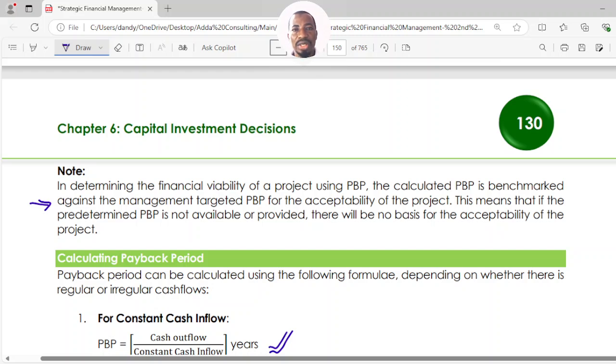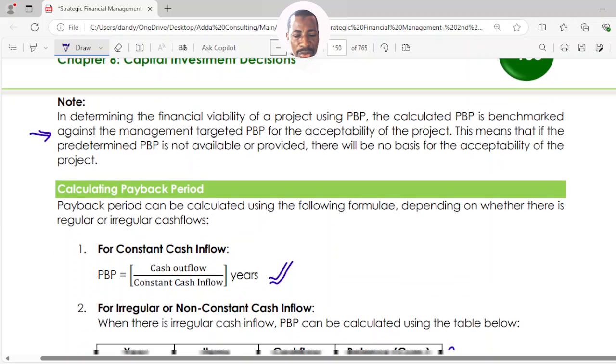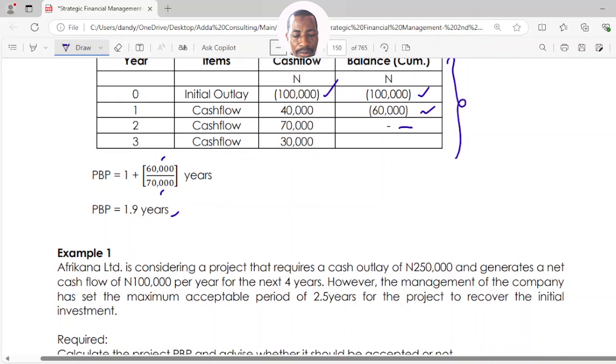So just mention it. However, the acceptability of the project may not be possible because the management predetermined payback period is not provided. But if you are given the management intended payback period, you need to compare with your calculated payback period. So that's the decision rule for payback period.